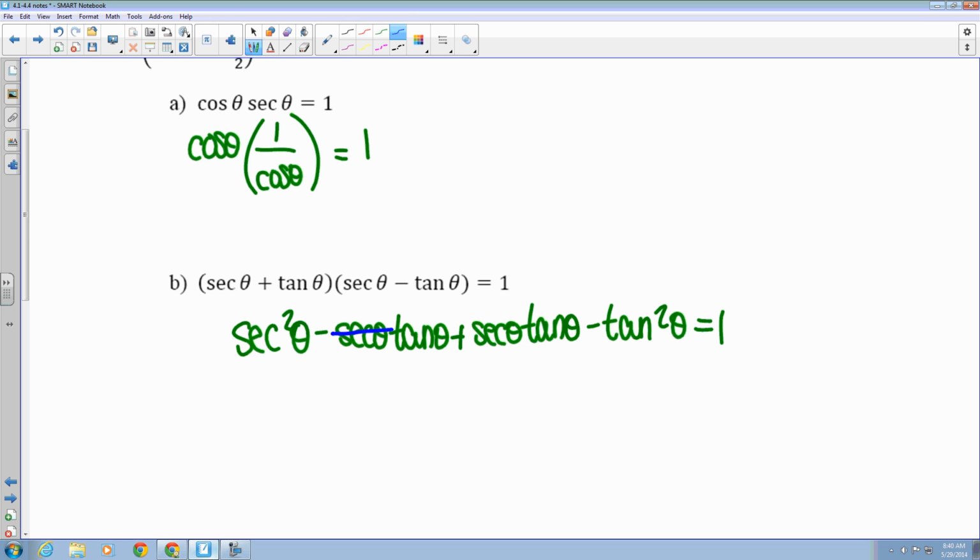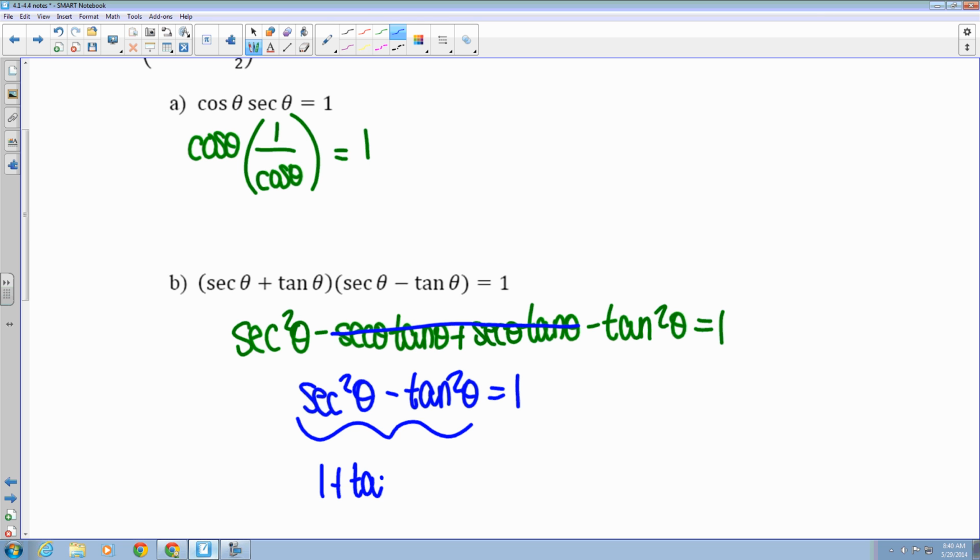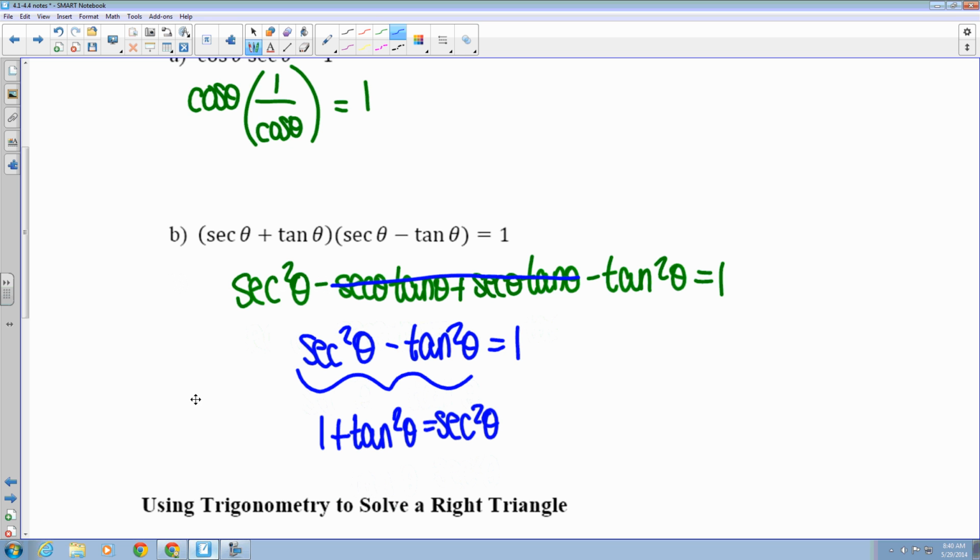equals 1. My two middle terms cancel out, so I just have secant squared minus tangent squared, and I'm trying to get this to 1. Well, if I look at my identity on the previous page, my Pythagorean identity, it was 1 plus tangent squared equals secant squared. What I have on my left side here is actually just rearranged. I just subtracted the tangent and I got 1. So I'm actually done already. I just need to recognize that I'm done using this as my identity.